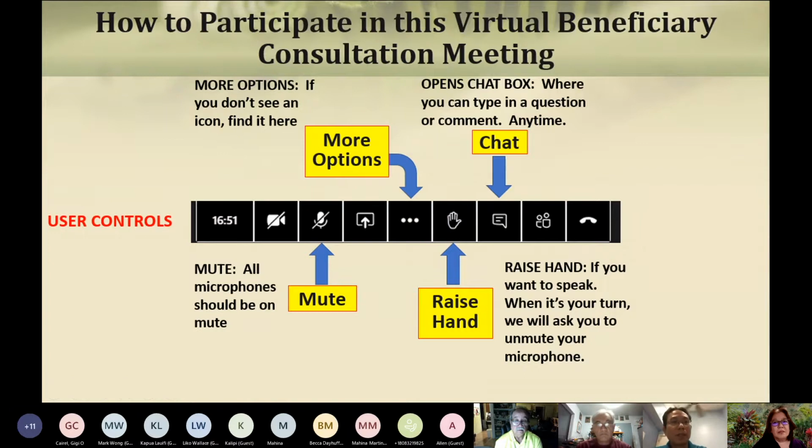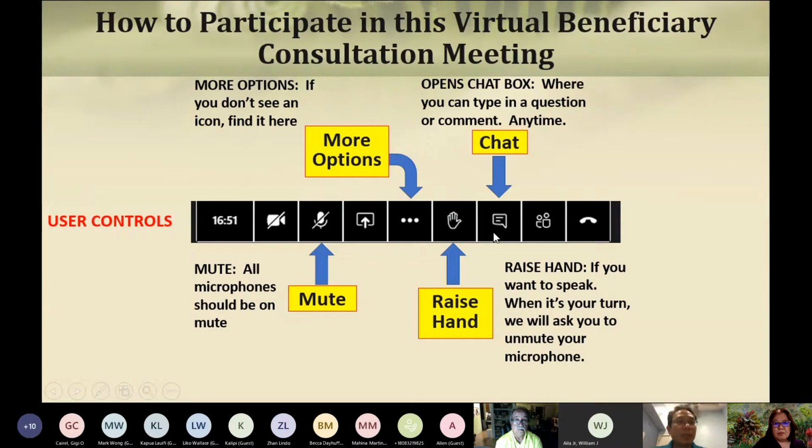Another important icon that we'll be utilizing a lot during this meeting is the chat function. The chat icon opens a chat box that allows you to type in your question or comments at any time. We'll try to answer your questions, but if we don't get to them tonight, we will cover them in the meeting notes document that will be posted on the web page, the same web page that you folks accessed to get to this meeting. So the chat box icon looks like a little balloon with those 2 lines.